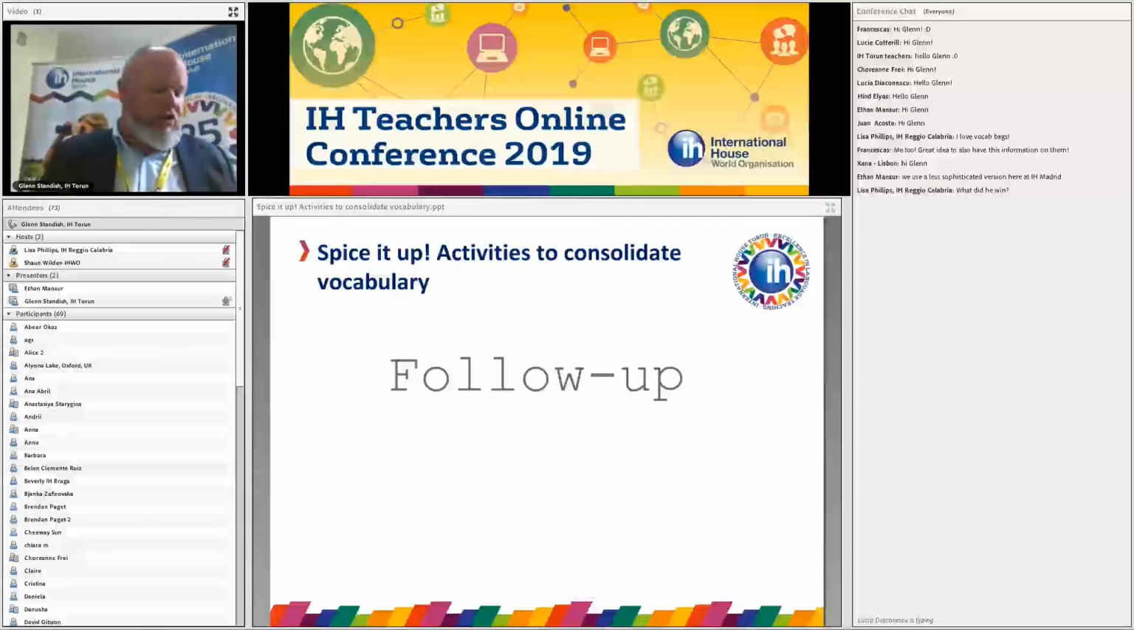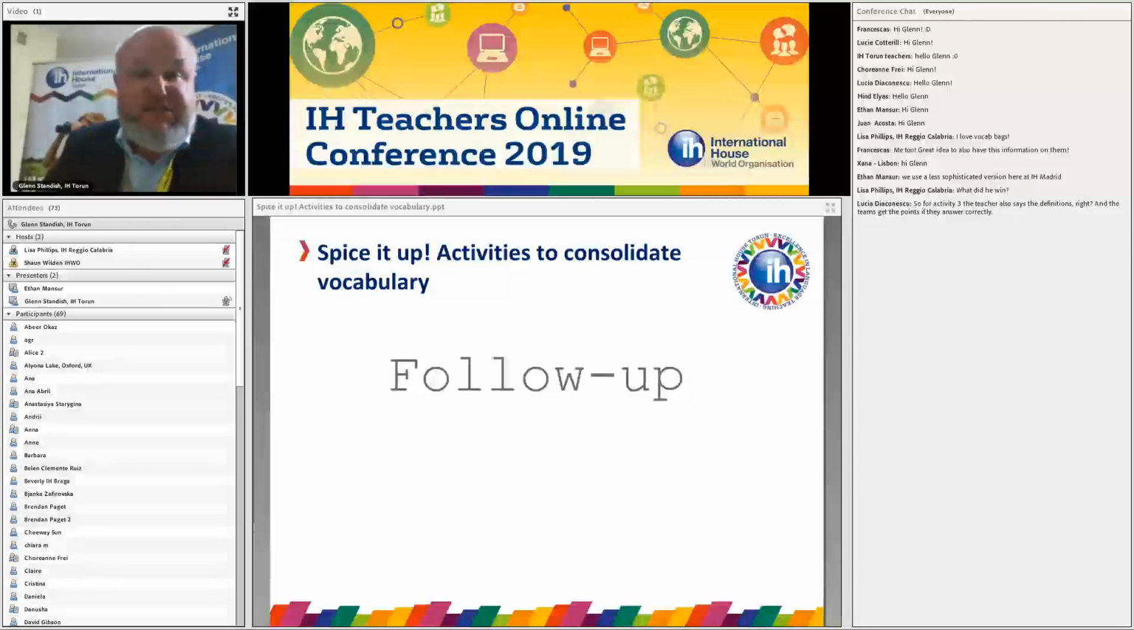A follow-up you can do with grab the word is using the words that they have managed to grab in their group, or you can break them up into pairs. They can write a story using the words that they have grabbed already. Or they can create other definitions, or sorry, you can put them into example sentences.